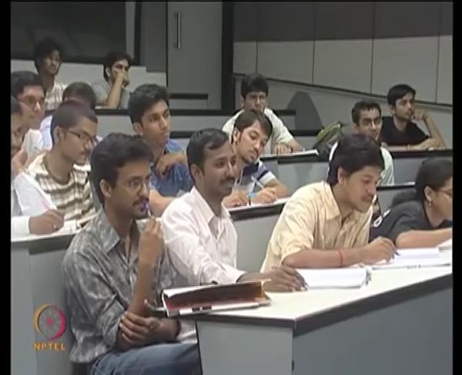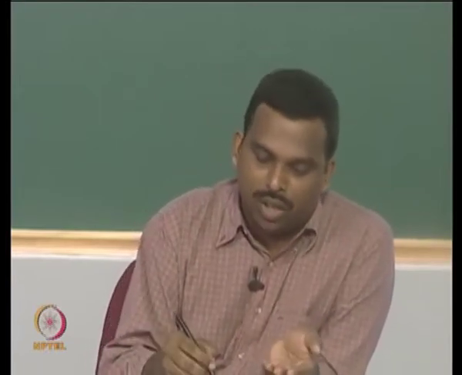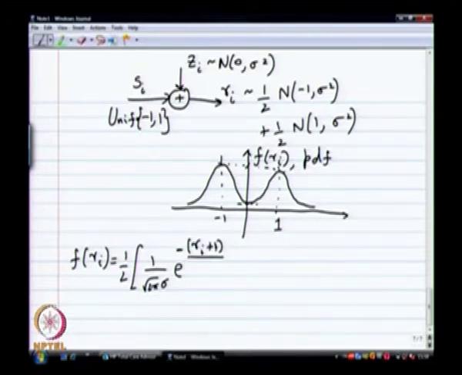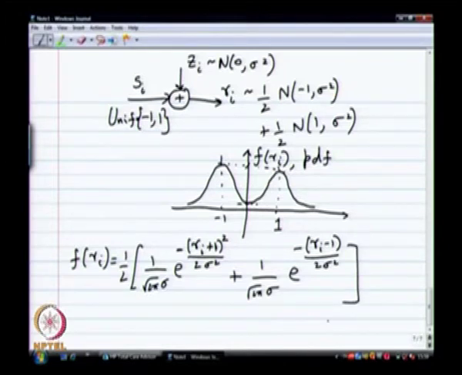Anyway, hopefully you know enough about normal distributions to compute these 2 points. You have to write the expression. So f of Ri will basically be half, 1 by root 2 pi sigma, e power minus (Ri plus 1) squared by 2 sigma squared, plus 1 by root 2 pi sigma, e power minus (Ri minus 1) squared by 2 sigma squared. This will be the actual full expression for f of Ri.